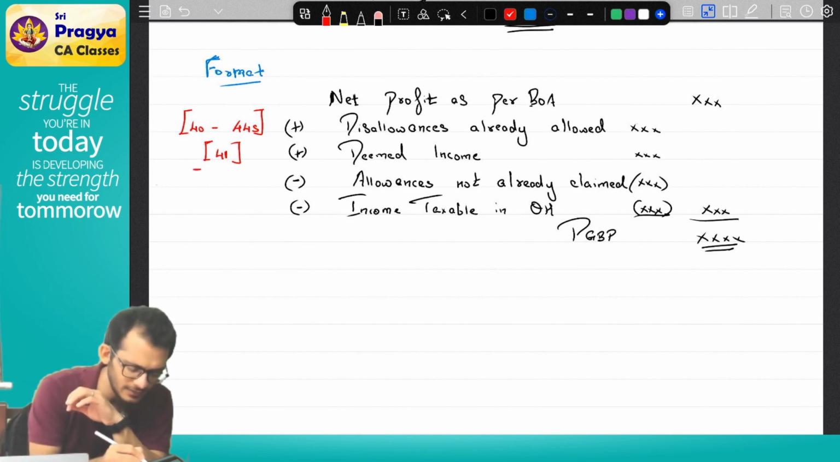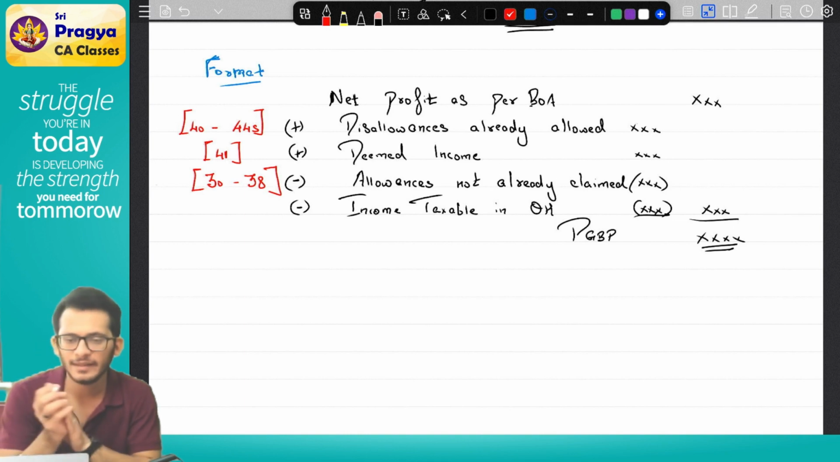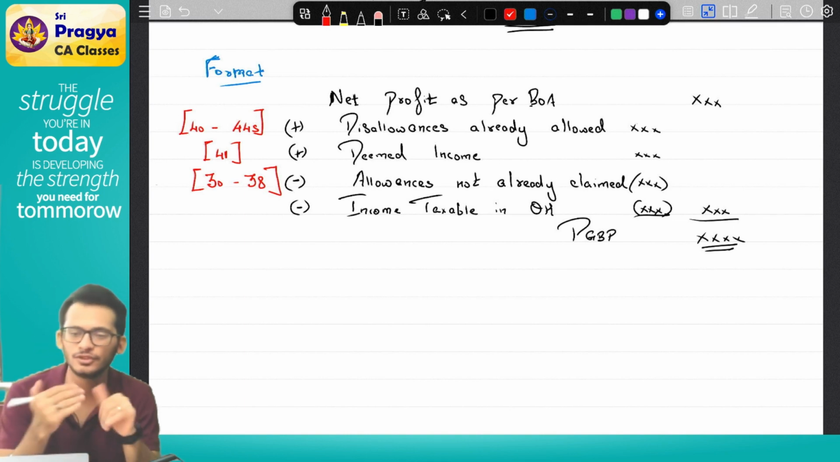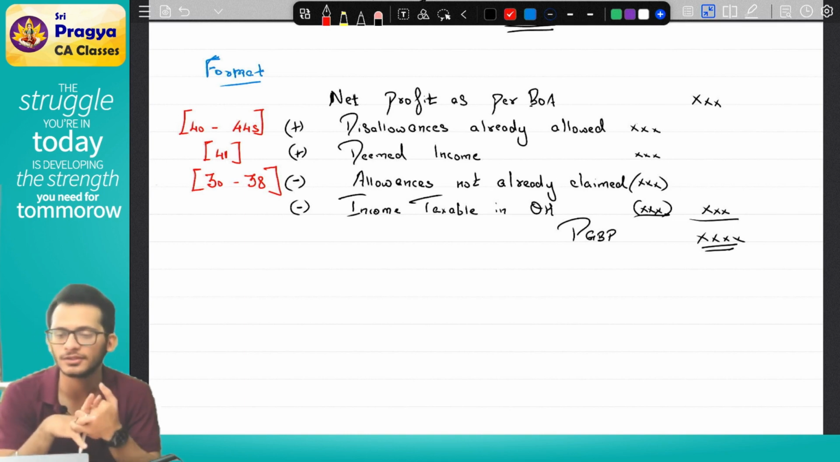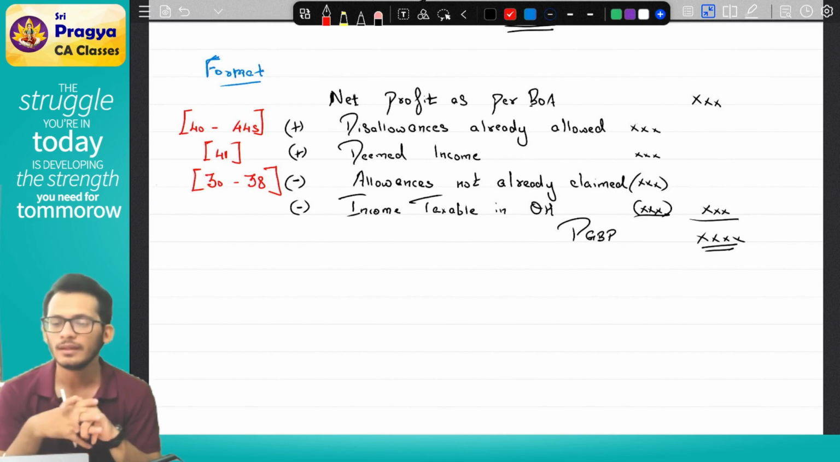Next, any kind of allowances. Allowances are basically covered under 30 to 38. They are basically coming and saying that Rahul, there are some expenses which you would have claimed or you have not claimed. I am giving you a deduction, that is 30 to 38.